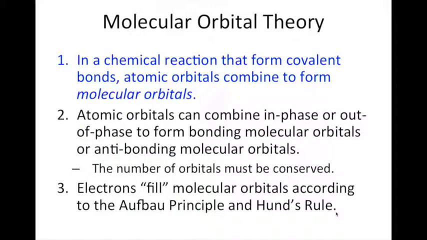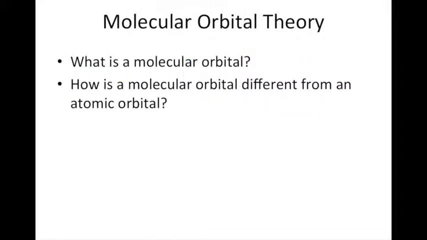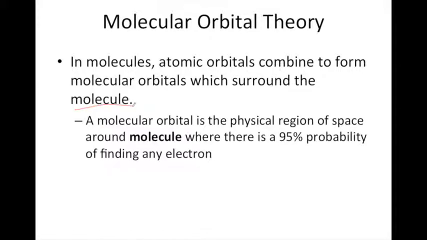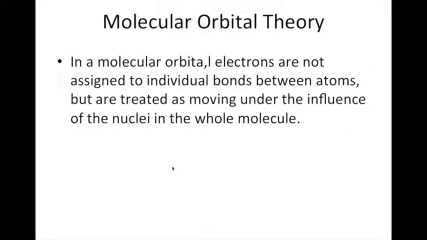So let's start by discussing what a molecular orbital is. How is a molecular orbital different than an atomic orbital? Well, in molecules, atomic orbitals combine, so atomic orbitals react to form molecular orbitals. Instead of an orbital just surrounding an atom, molecular orbitals surround the entire molecule. A molecular orbital, therefore, is a physical region of space not around the atom, but around the entire molecule, where there's a 95% probability of finding an electron.